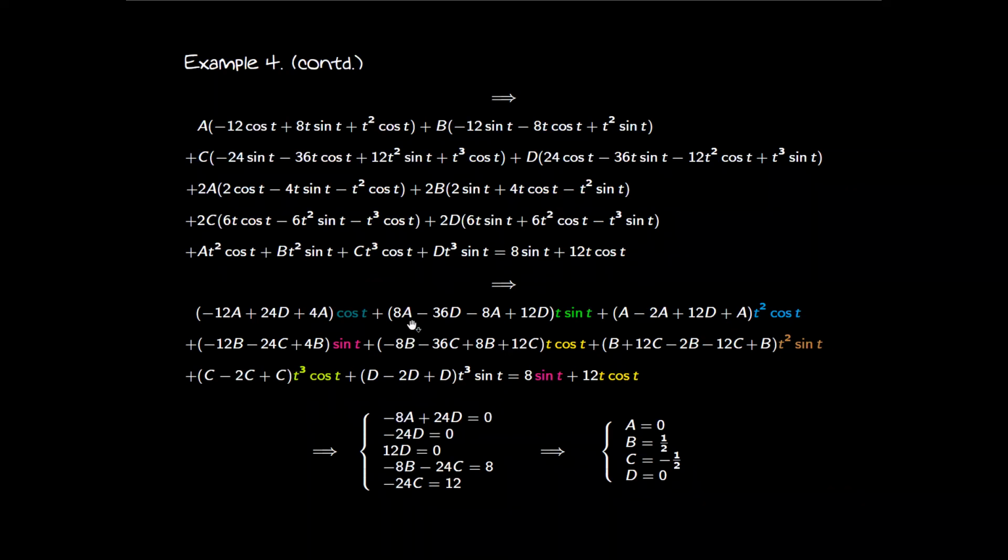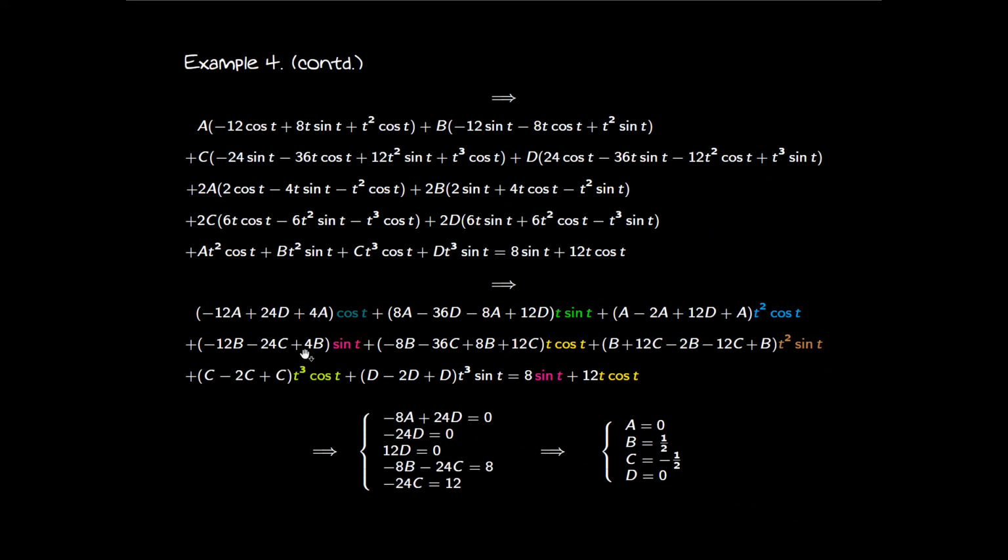And for the second part, the a's get canceled, right? And the d's, you're going to get negative 24d. But on the other side, you have no t times sine t. So that's why you have a 0 here. And then for the next one, the a's get canceled, so you get only 12d. But on the other side, you don't have t squared cosine t, right? So that's why you're going to get 0.